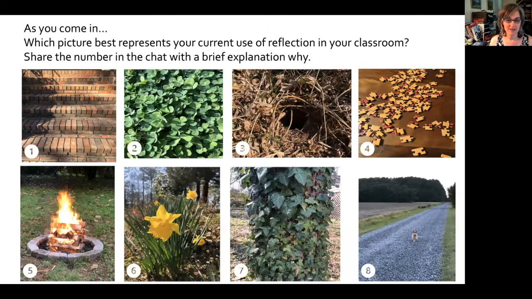And again, it just gives you the opportunity to think about your current situation, maybe by using a metaphor, but it also helps to get you out of the moment and all the things that are running around in your brain so that you can really focus in on the topics at hand. And in this case, reflection. So I'm gonna go ahead and stop this and we will launch right into the webinar.